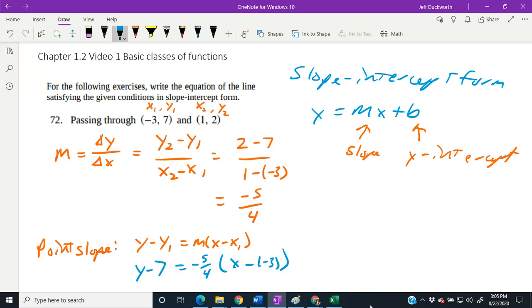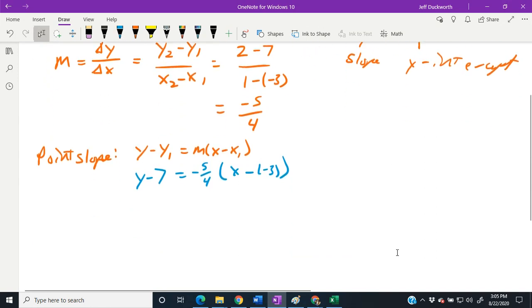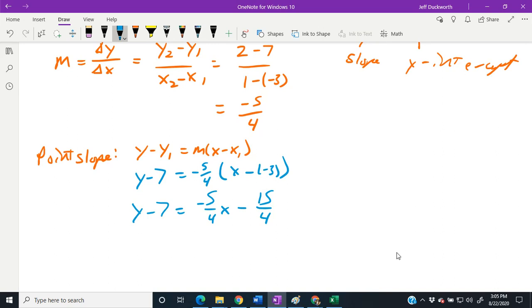And let me just scroll down a little bit. All right, so I have y minus 7, and we'll distribute this negative 5/4. So negative 5 over 4x. This becomes a positive, so minus 15 over 4. What I want to do then is add 7 to each side. And 7 is really 28 over 4.